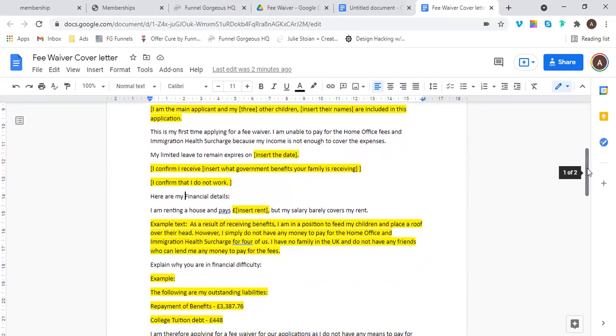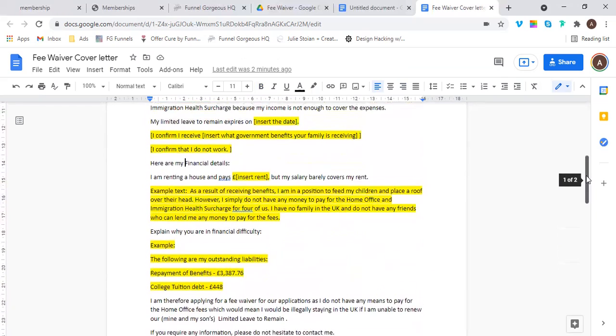And what you have to remember is, if you are going to include the cover letter, make sure that you also include the bank statements that are required to show that you don't have any money. Okay.